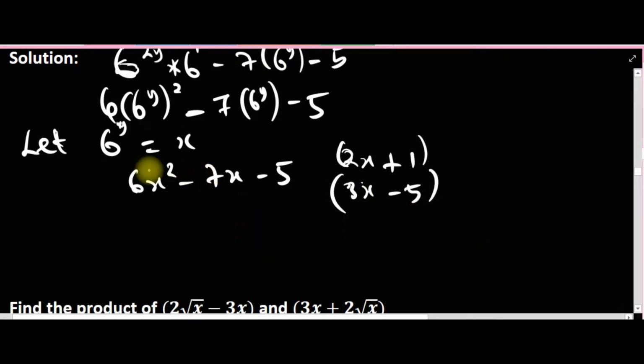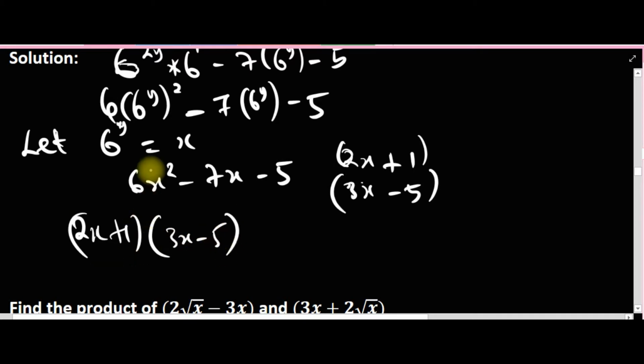So just concentrate on the last two terms here, the highest power and the constant. Find two numbers that will multiply to give us this, and two numbers that will multiply, such that if you cross multiply, this gives us the middle term. So that's the faster way. So our answer is just 2x plus 1, 3x minus 5.